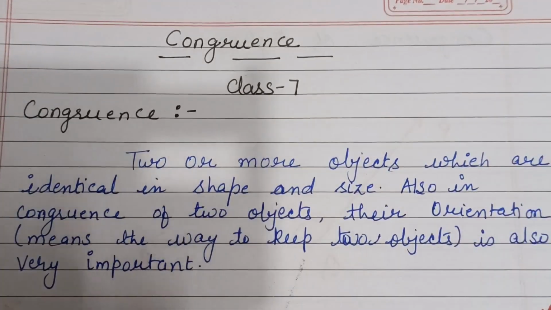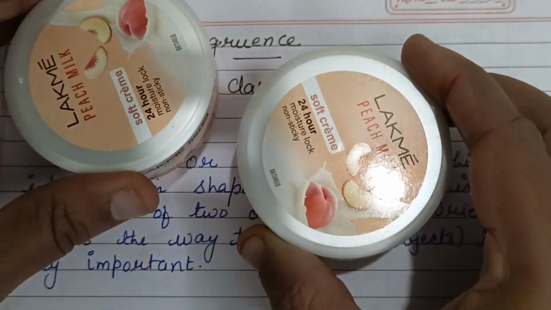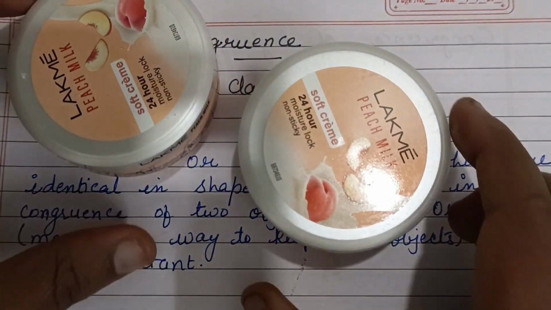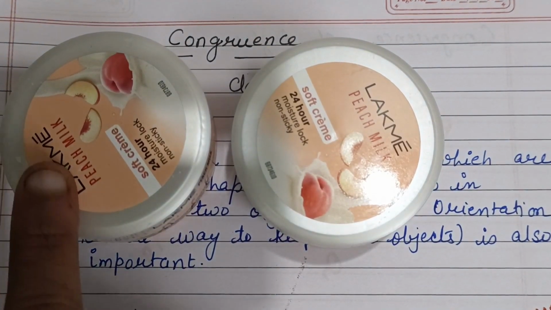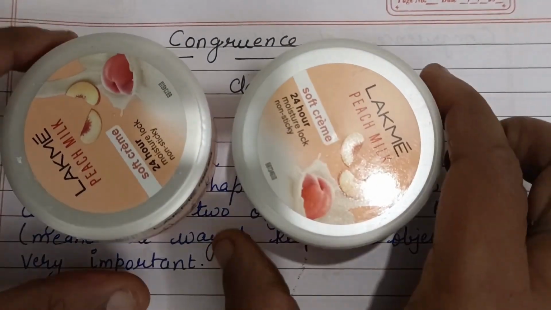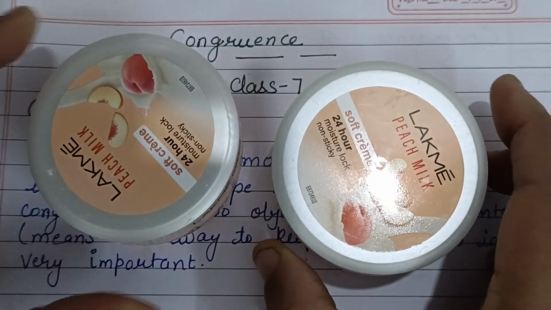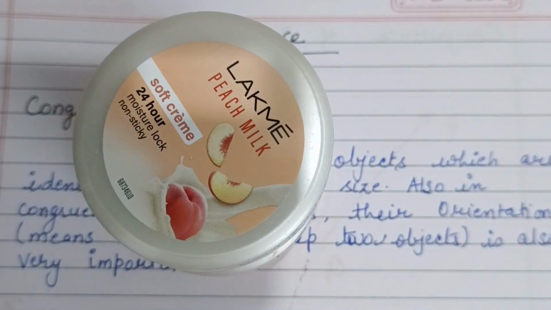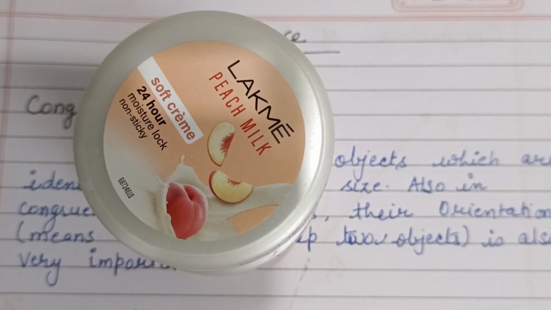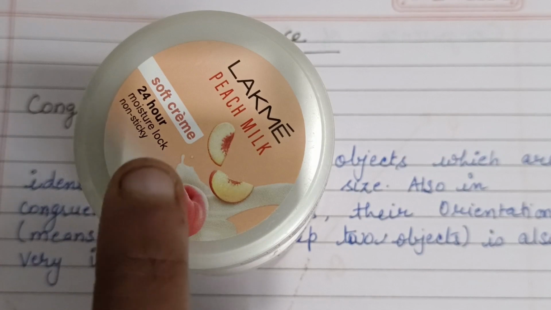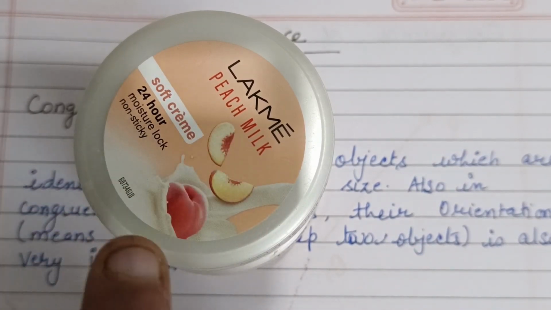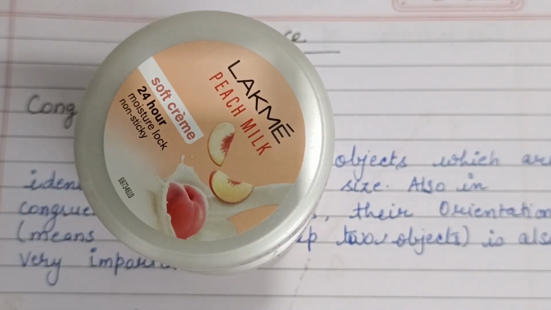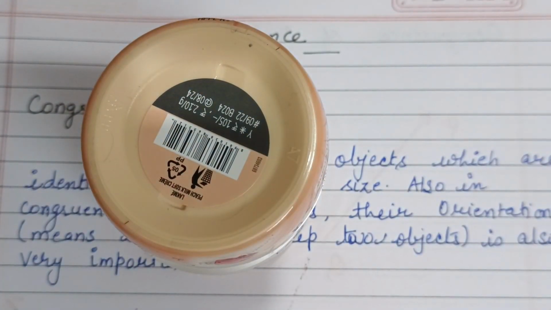Like if I talk about, you can see I am having these two different cream boxes. They are completely identical. Now they are two different objects. I have kept one object on another. Now from your end you are able to see only one object. That means they both are overlapping each other completely. Now if I am keeping them like this, again they are overlapping each other completely.